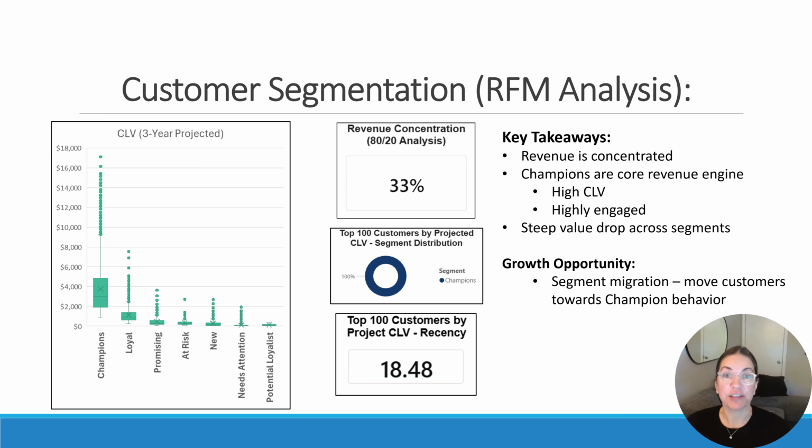Customers were segmented using an RFM framework and analyzed using 3-year projected CLV to compare value across groups. We saw that revenue is highly concentrated, with about 33% of customers driving nearly 80% of total value. The biggest opportunity here is moving loyal and promising customers into champion behavior to scale revenue growth.